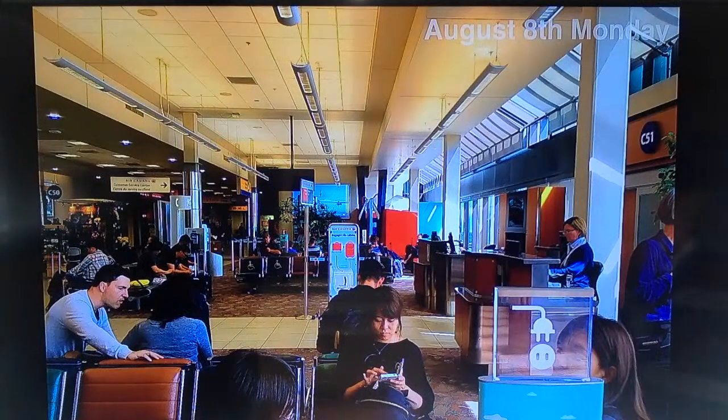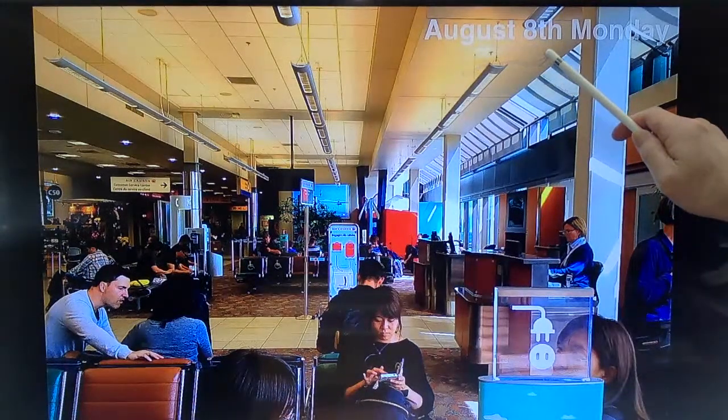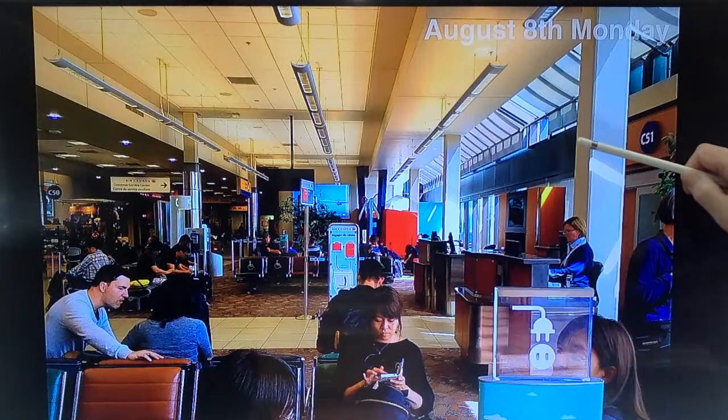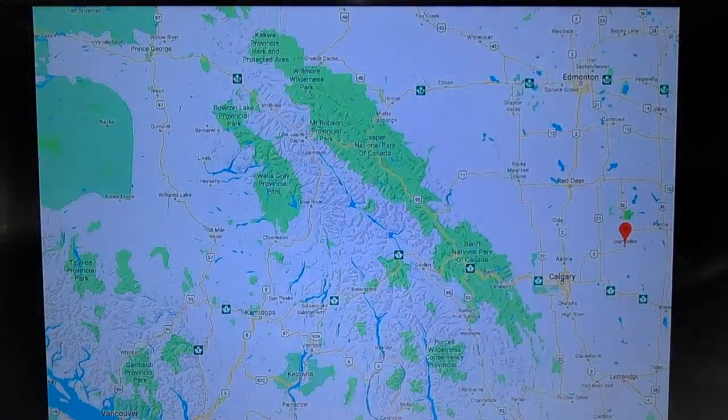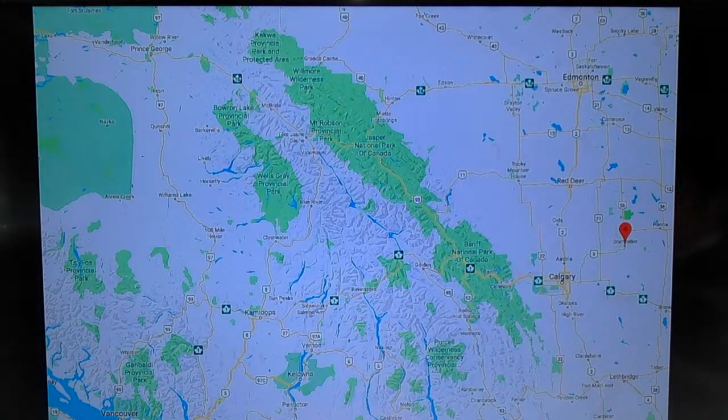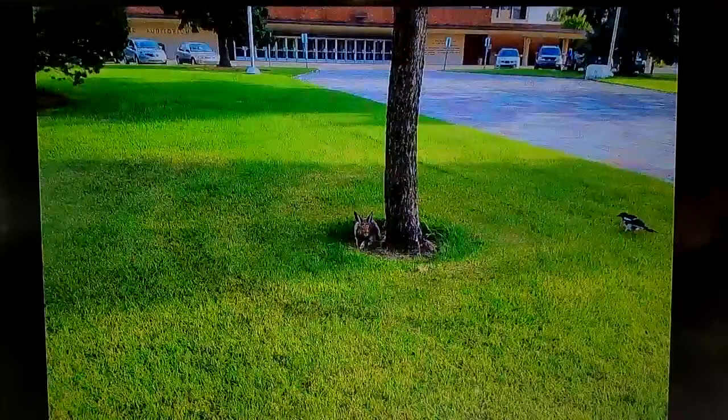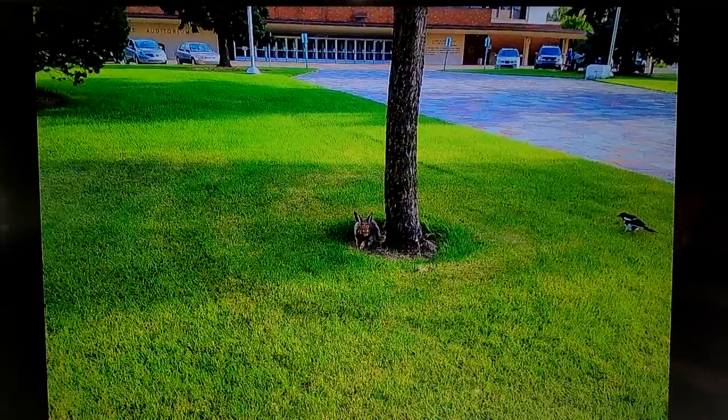I guess this is Vancouver Airport. We are waiting for the next airplane. We got the transit on August 8th, 2016. We just crossed the Rocky Mountains by airplane. Yeah, very much North American.